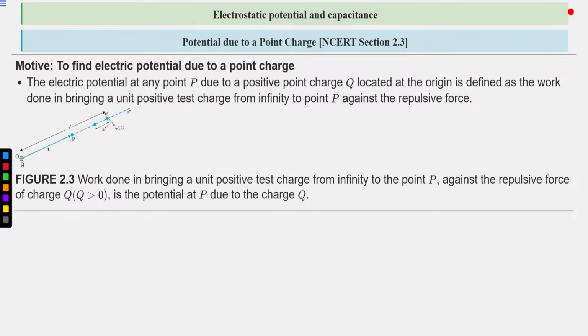Okay. Now, in the derivation, what we are going to do, we will first find the force at this P dash, any P dash point between infinity and this P. Then we are going to find the small work done through this interval. And then we will integrate it and find the potential. This is totally the derivation part.